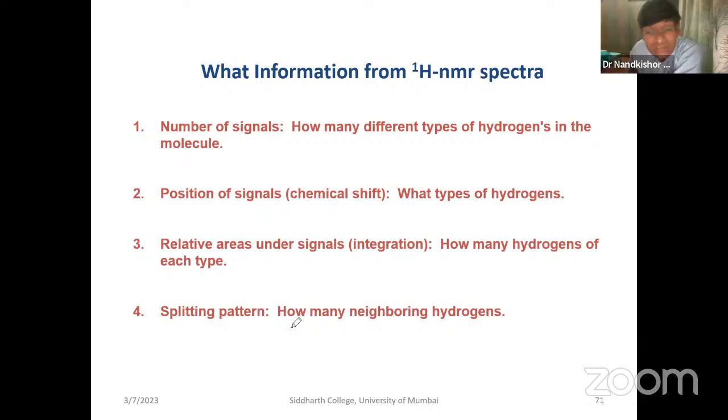If it is a quartet, it is nearby the 3 protons, and if it is a doublet, if it is a singlet, you will get the information about 1 or no proton. So that type of information can be easily drawn with the help of the splitting pattern. So we'll move on to the next.